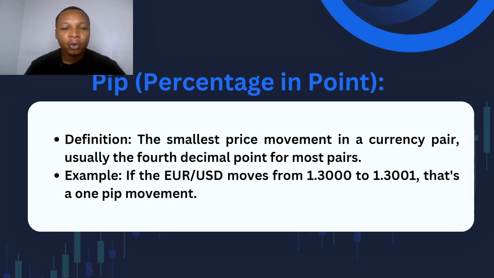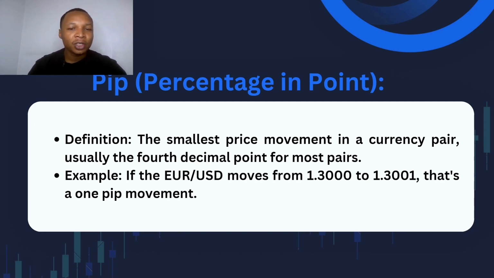So for pip, what it means is that it's the smallest price movement in a currency pair, usually the fourth decimal point for most currency pairs. We're going to do a separate video explaining how to calculate pips and all that, so you just get an understanding of these terminologies. When a currency pair moves from one price point to another price point, the difference between those two price points is what we call a pip.